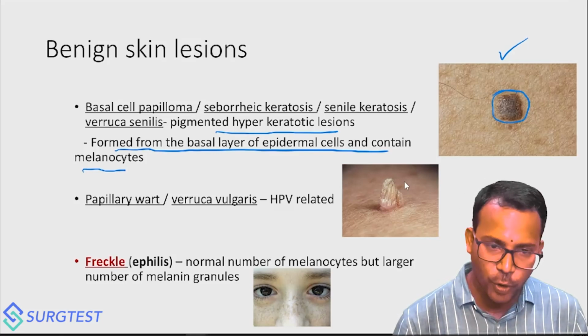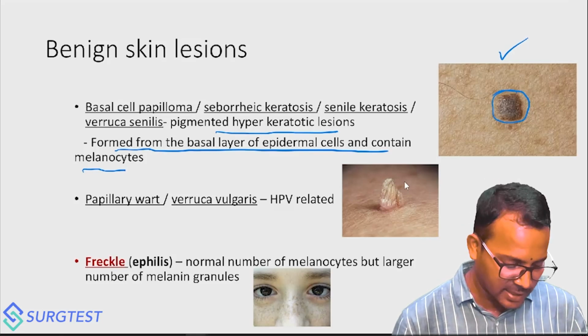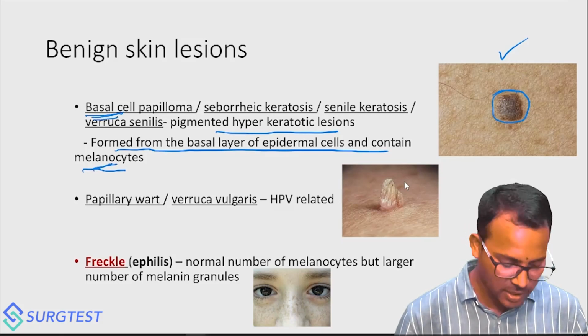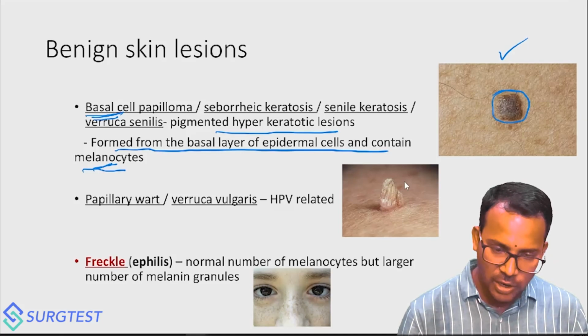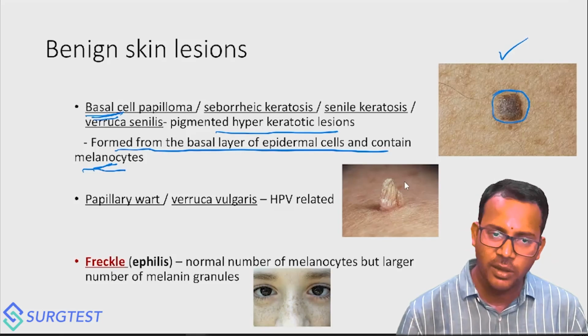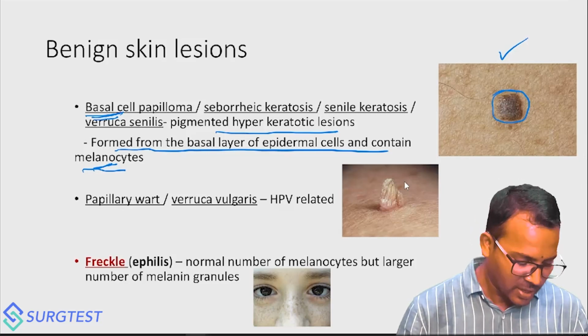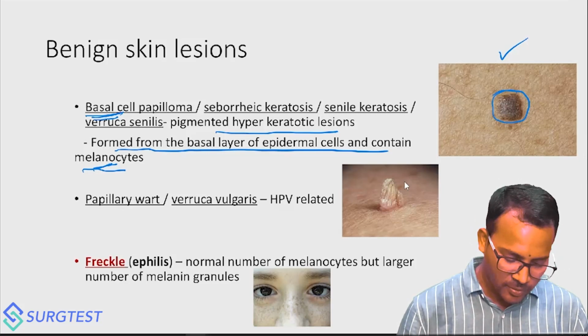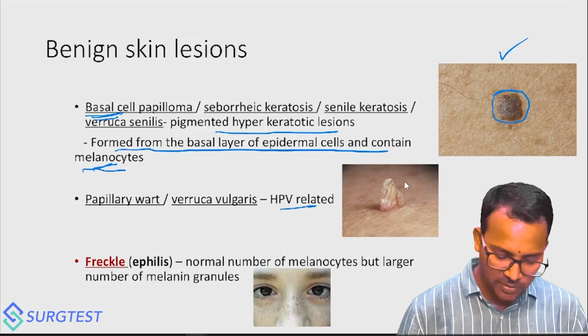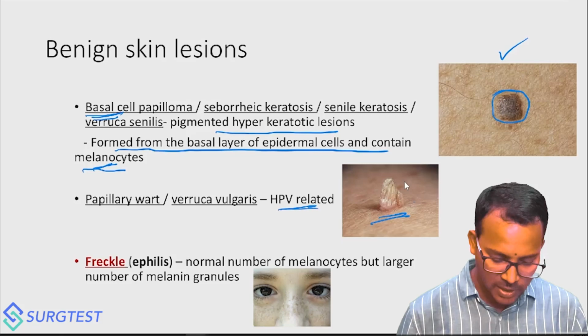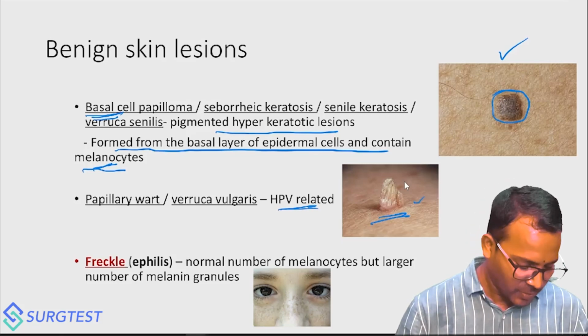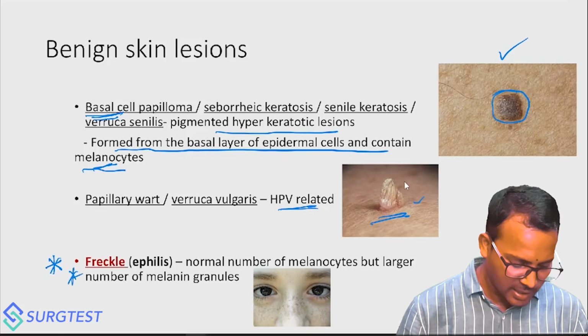Basal cell papilloma, though it is called a basal cell papilloma, since it is basal, it should have melanocytes. Okay, this is how you can remember this basal cell papilloma, or seborrheic keratosis, or senile keratosis, or verruca senilis. Then you have papillary wart, or verruca vulgaris, which is HPV related. This is one most common condition that most people understand. Okay, but what I want you to remember is regarding the freckle or the ephelis.